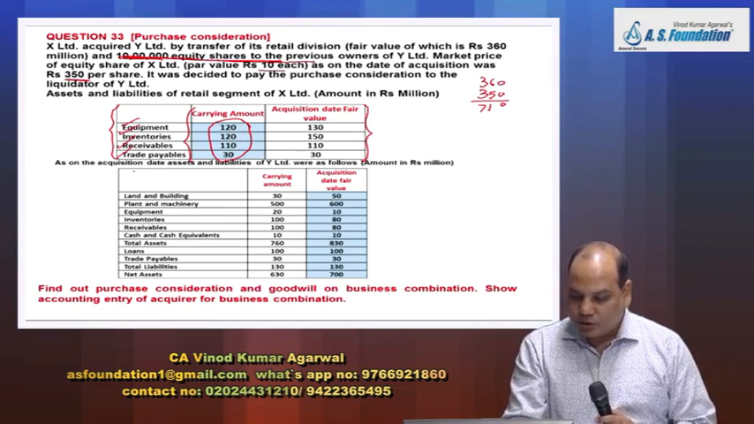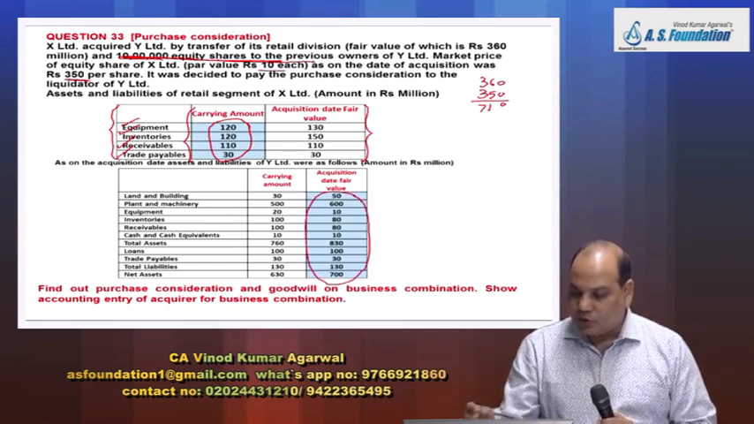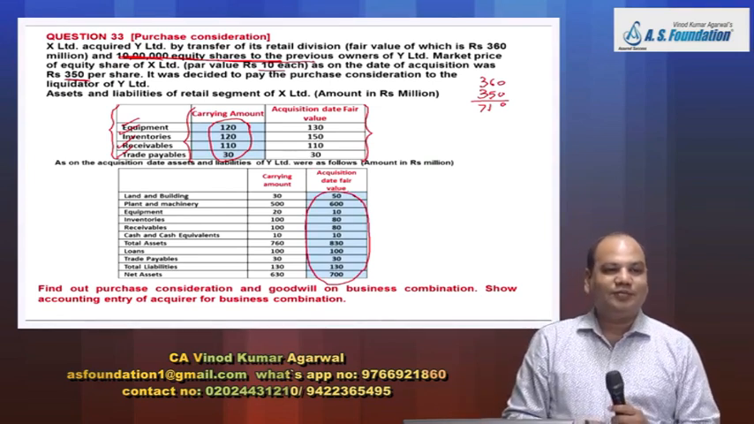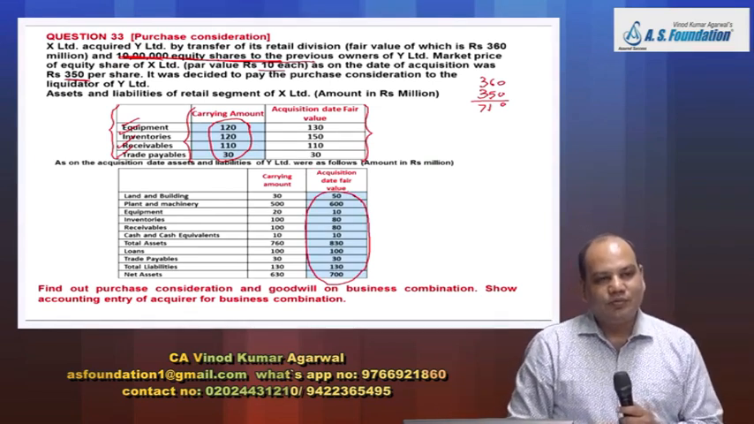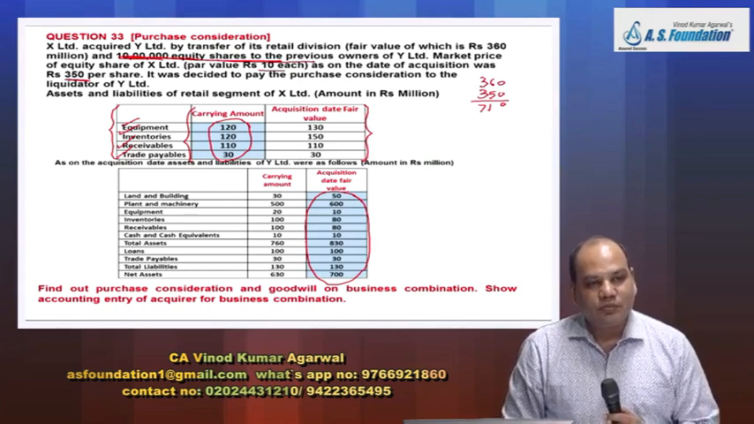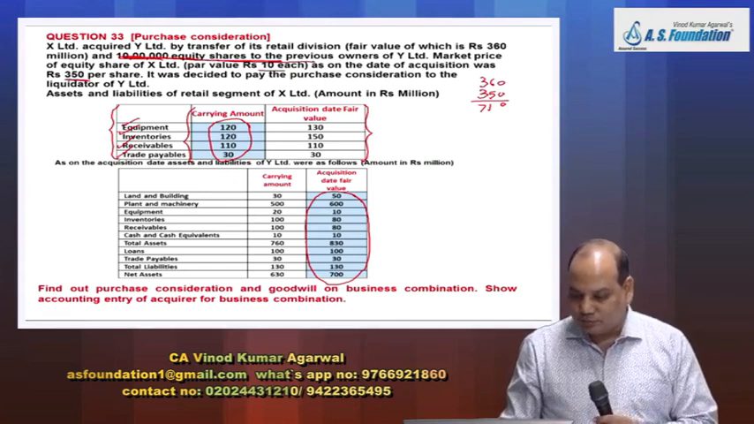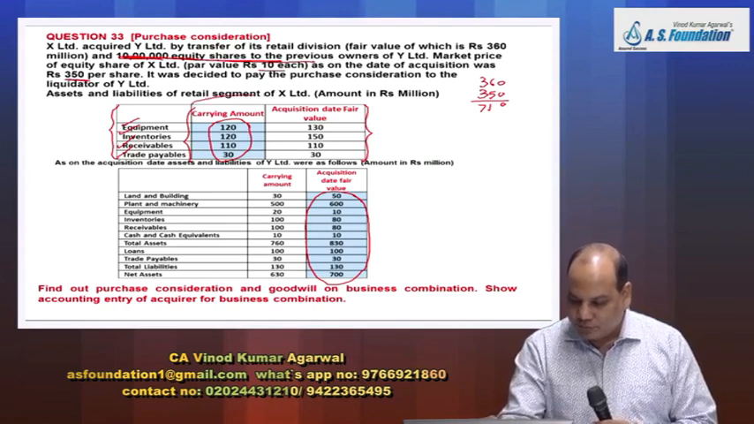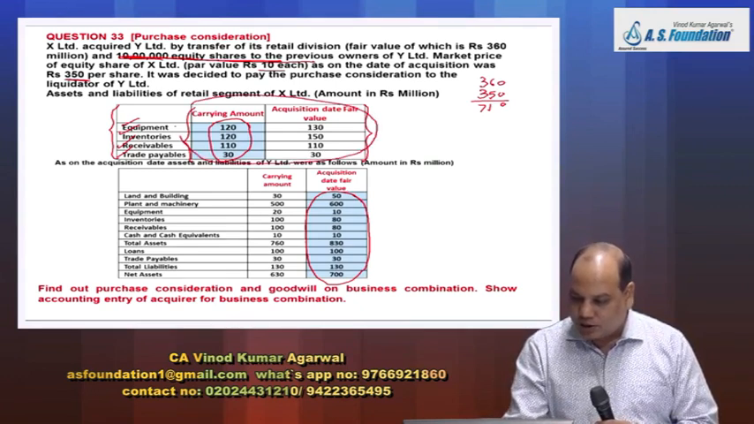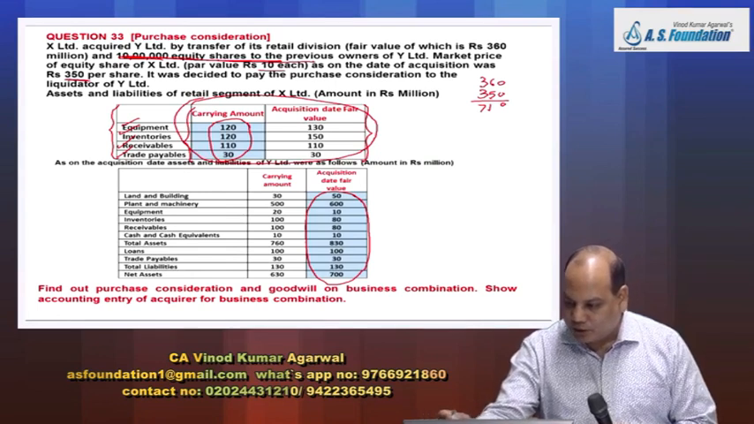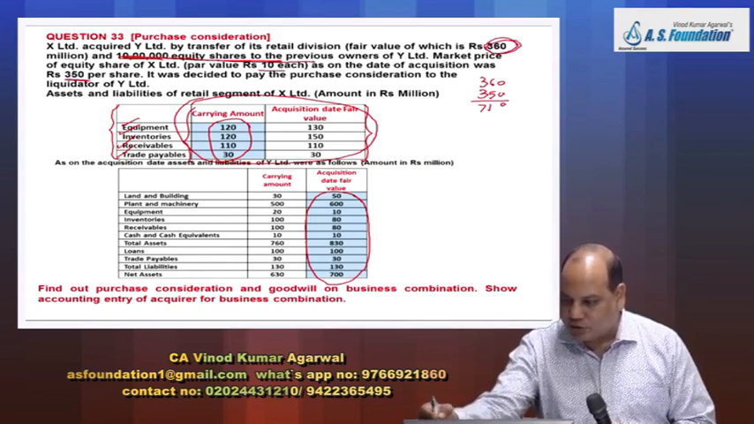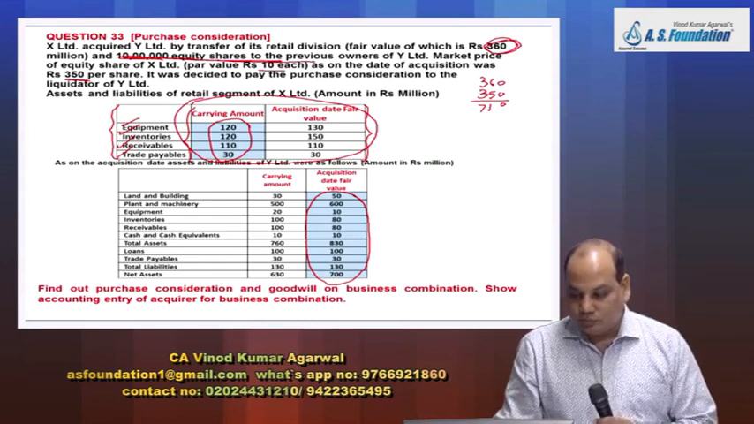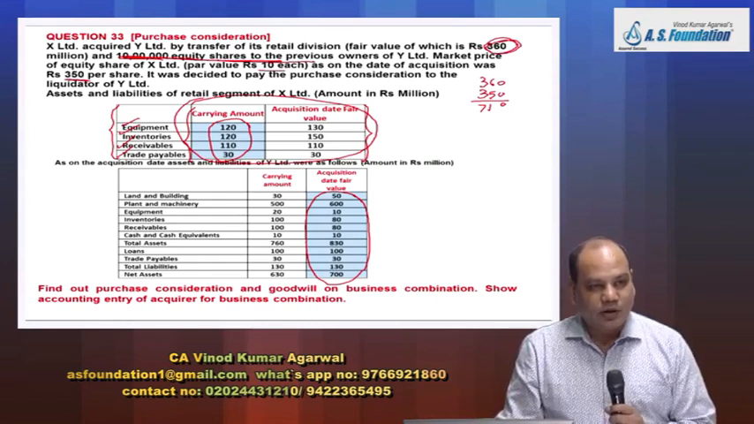Next, on the date of acquisition, the assets and liabilities of Y were as follows. Now here two columns are given, carrying amount and acquisition date fair value. Which one will I incorporate? Fair value or carrying amount? Fair value. Is it right? In this case, the difference between the carrying amount and the fair value of this division, for which we got 360 as consideration, will be recognized in profit and loss.